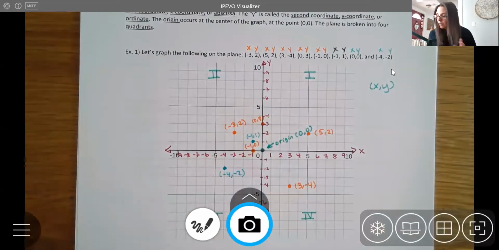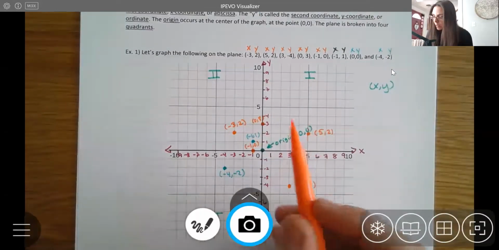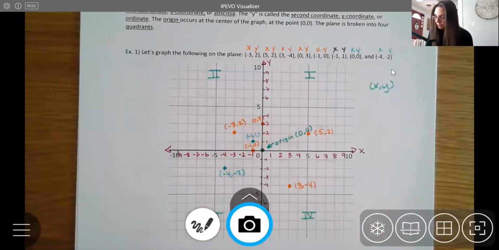Now, just be careful here. The point (5, 2) is in the first quadrant. The points (-3, 2) and (-1, 1) are in the second quadrant. In the third quadrant, we have the point (-4, -2). And in the fourth quadrant, we have the point (3, -4).